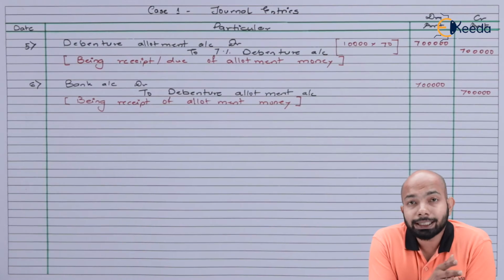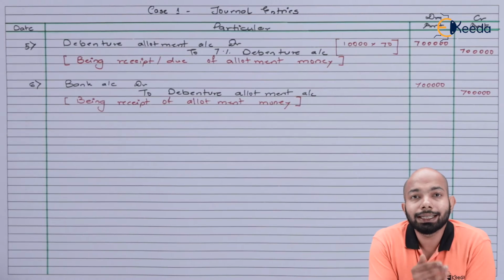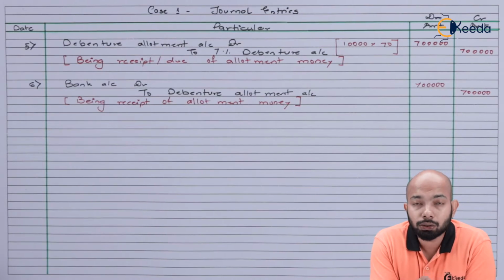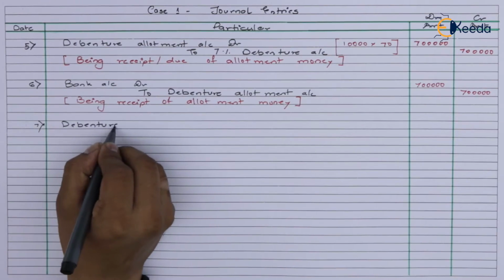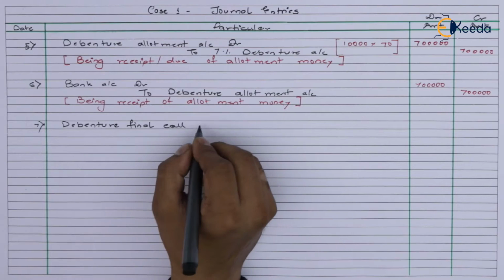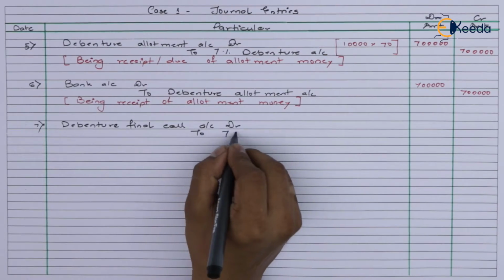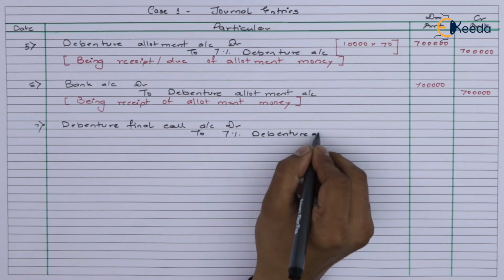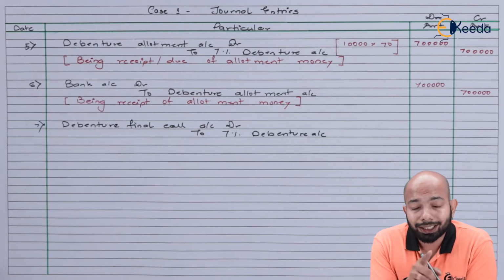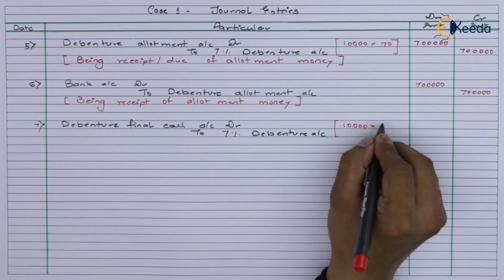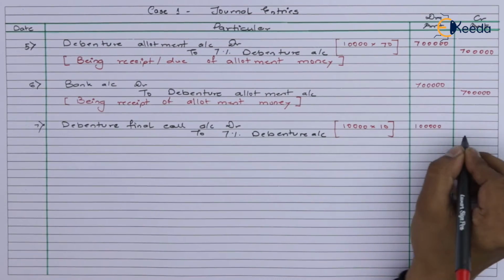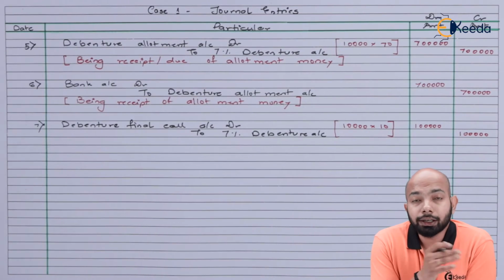Now, after the allotment entry has been passed, that is bank account debit to debenture allotment account 7 lakh rupees, it's time to mention the entries which are related to final call due. On final call, they were taking around 10 rupees, so 10,000 multiplied by 10 will be the amount here. And the narration will be the due of final call money.